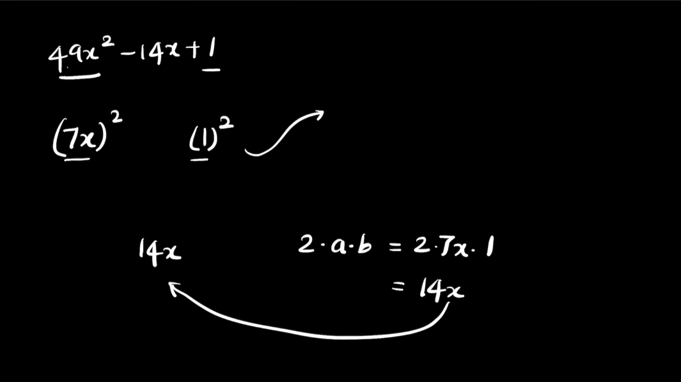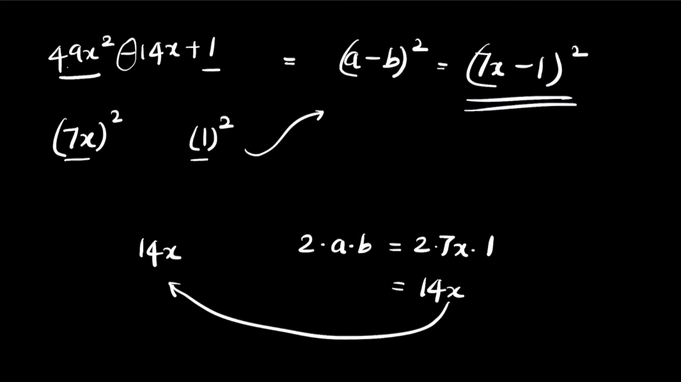So what you can do now is write it as A plus B whole square. Notice that there is a minus in the middle, which means it's the A minus B whole square formula. So you get 7x minus 1 whole square. This is how you can write the factored value.